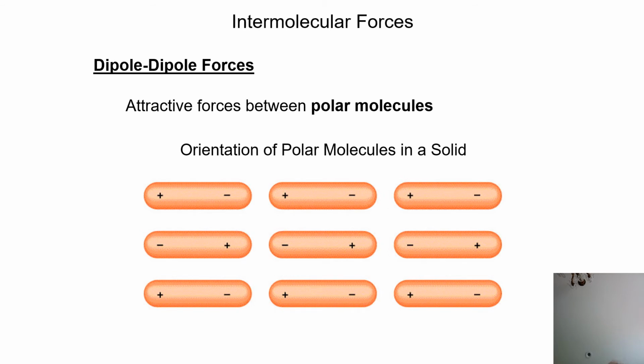This diagram just shows you the orientation of polar molecules as they would arrange themselves in a solid. So they're going to orient themselves to maximize those plus-minus attractions. This also occurs in liquid samples, but they aren't as ordered as they would be in a solid.